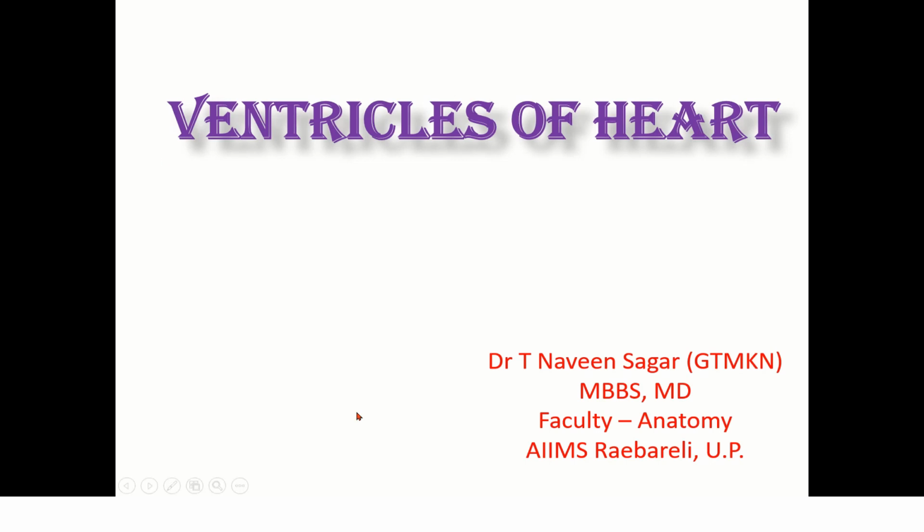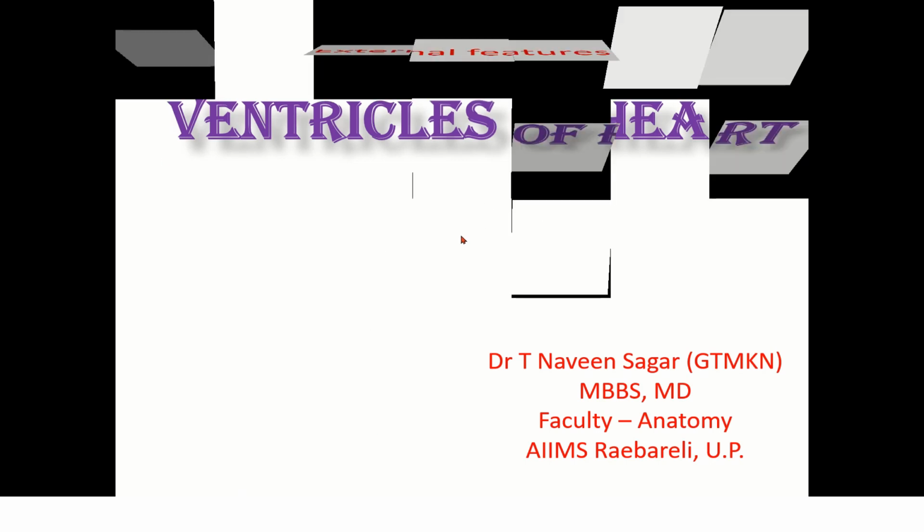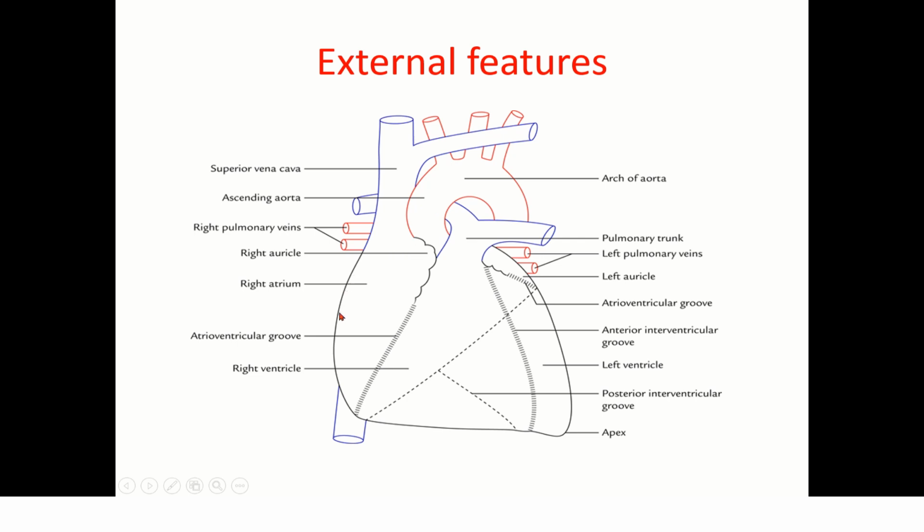So in this session, we'll be dealing with the ventricles of the heart. If we see this anterior view, this is the sternocostal surface, where you can see this entire area is formed by the right ventricle, and this small part of the sternocostal surface is formed by the left ventricle. So two-thirds of the sternocostal surface is formed by the right ventricle and one-third is formed by the left ventricle.